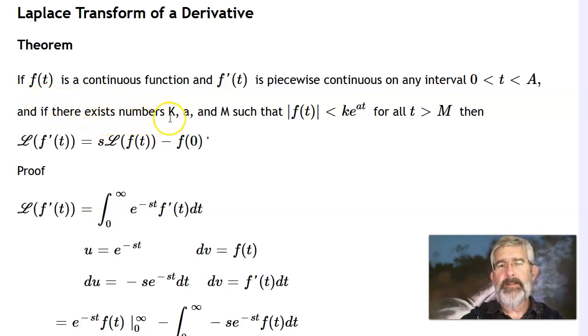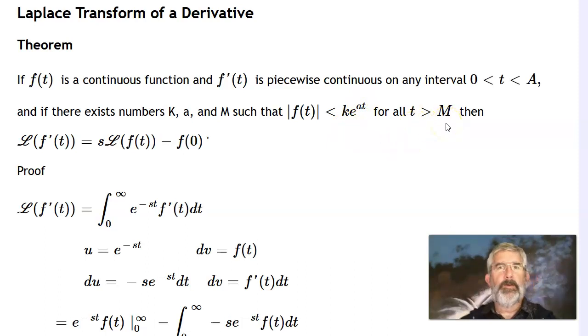And I need there to be three numbers, k, a, and m, such that the absolute value of f is less than or equal to k times e to the a t for all t bigger than m. So this is like what I said in one of the videos for section 6.1, right? That the functions that we're dealing with here and going to be taking Laplace transforms of are ones that have to be growing less fast than an exponential. So this is the exponential e to the at, k is just some scalar of that. And so we're saying that the absolute value of f has got to be smaller than this exponential function for all t bigger than some starting point.